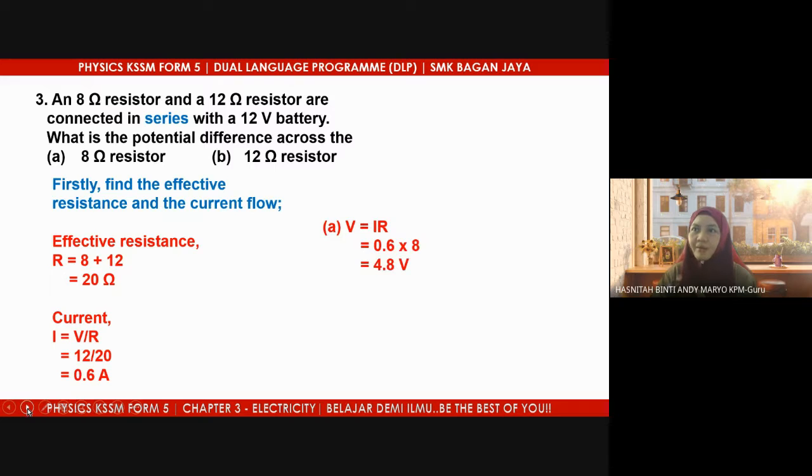Okay, so now we can find potential difference across each by using Ohm's law. V equal IR. Okay, for A, do you agree 4.8 volt? Potential difference across the 8 ohm resistor. So I is 0.6 and the resistor is 8, so 4.8. And for B, the potential difference across the 12 ohm resistor will give you 7.2 volt. So when you add 4.8 plus 7.2, it will give you the total voltage supplied by the cell, which is 12 volt. Okay, simple, right, for number 3.